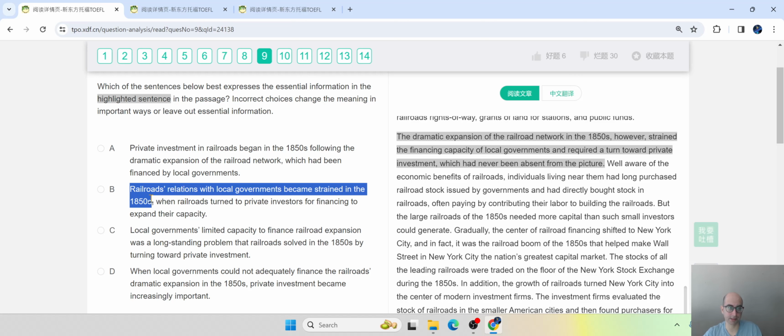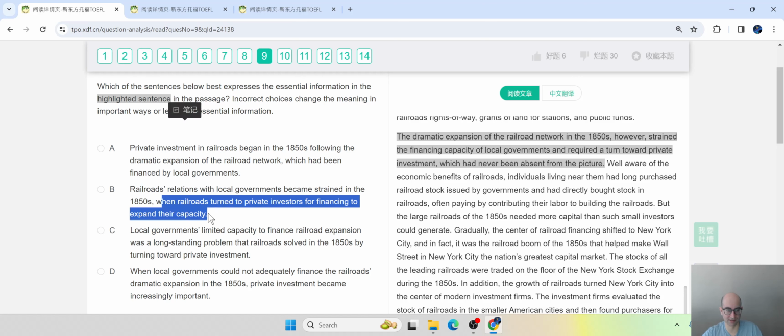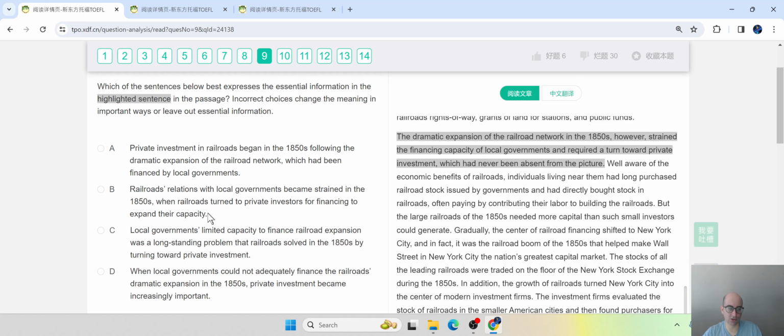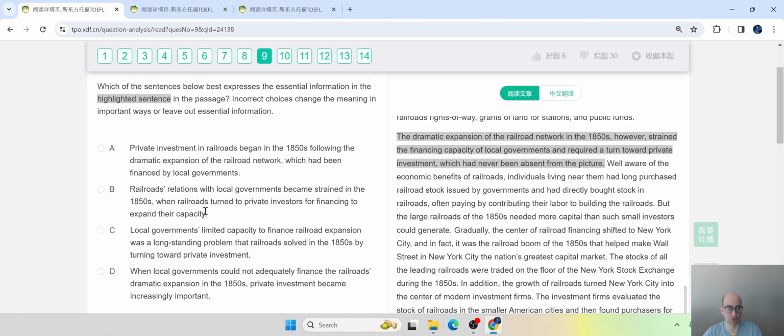Did they say that? Is this true? No, they said there was a dramatic expansion of the railroad network in the 1850s. See, guys, don't overcomplicate it. If they lie about one thing, if they're presenting some part of the answer as incorrect, then the entire thing's incorrect. So B is wrong. I don't even have to read this sentence. But if you're not sure, you could read the entire thing just to really be sure and obviously make your choice.